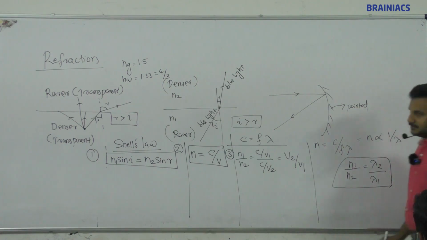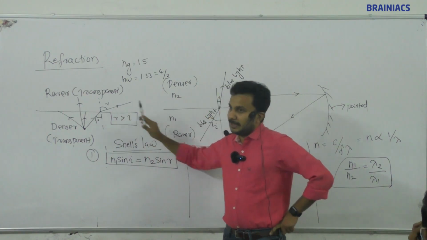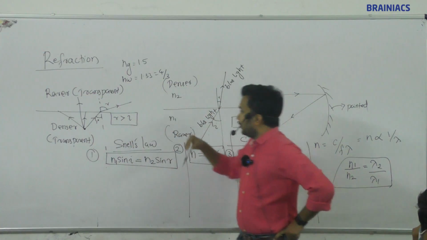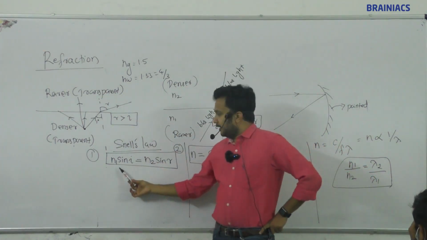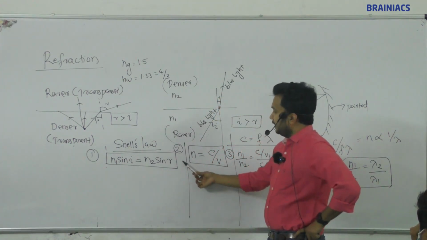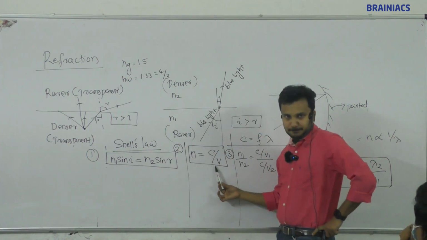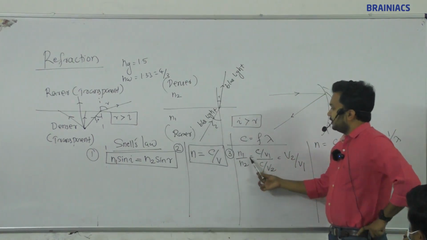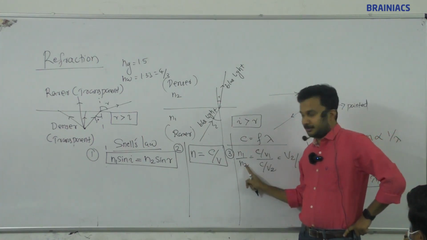Let's summarize what we learned. Refraction means going from one medium to another medium, either from denser medium to rarer medium, or from rarer medium to denser medium. Snell's law is n1 sine i equals n2 sine r. The standard equation for refractive index is n equals C by v, where C is the velocity of light, 3 into 10 power 8. Then n1 by n2: if you are considering two media, there are two refractive indices.